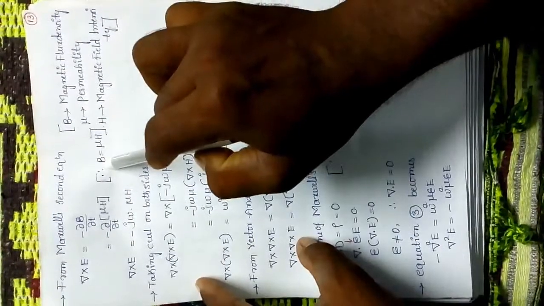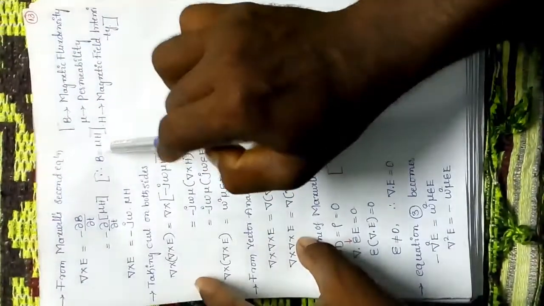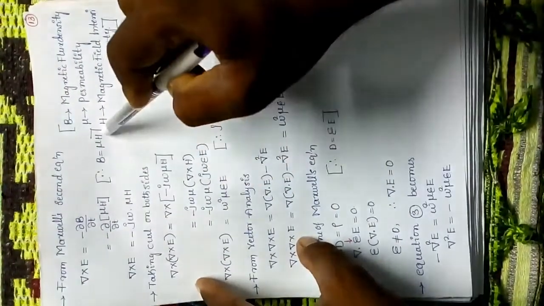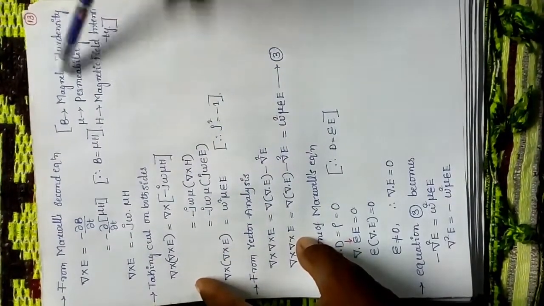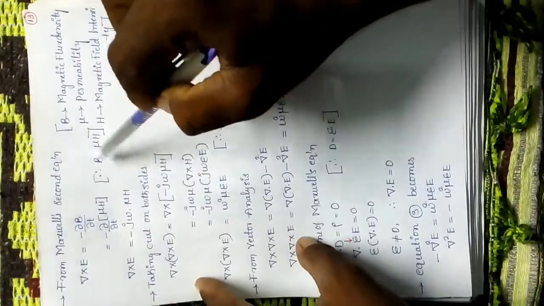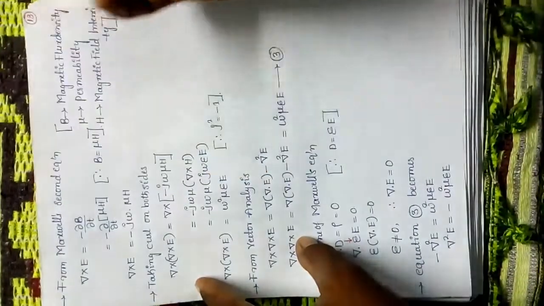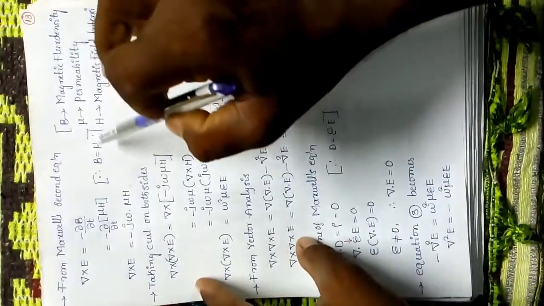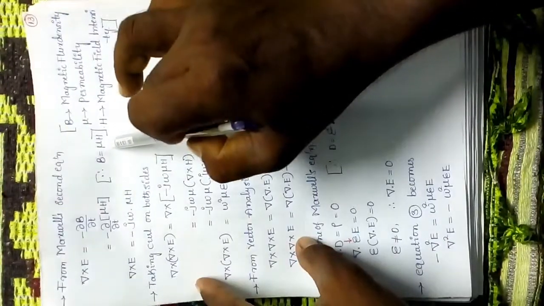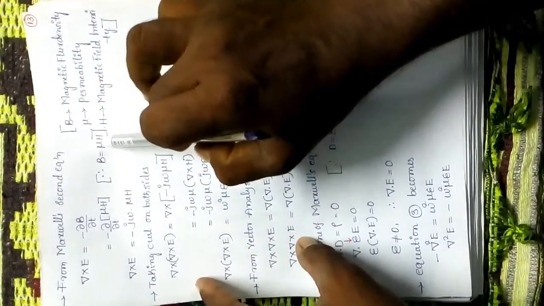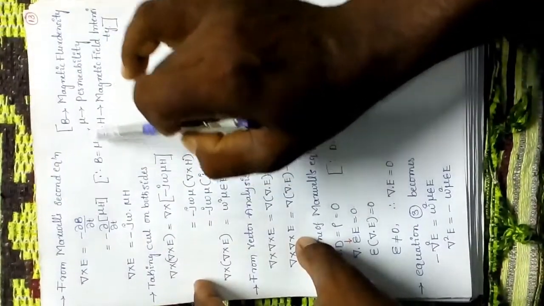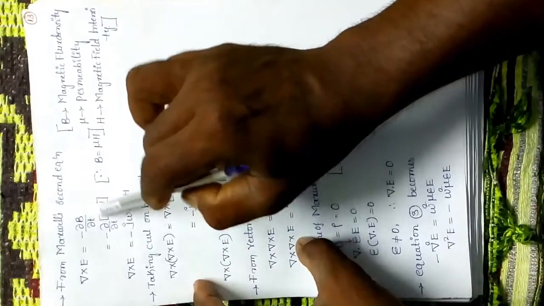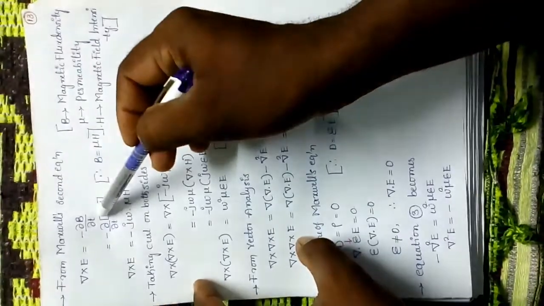What is B here? Magnetic flux density, and H is magnetic field intensity. The relation between magnetic flux density and magnetic field intensity is that B is directly proportional to H. Removing the proportionality, I take a constant mu, the permeability. So finally B is equal to mu H. Instead of B, I am writing mu H. In this, mu is a constant, so I take mu to the front side.